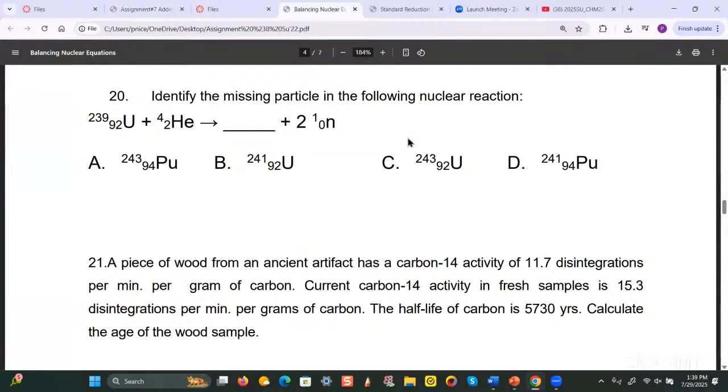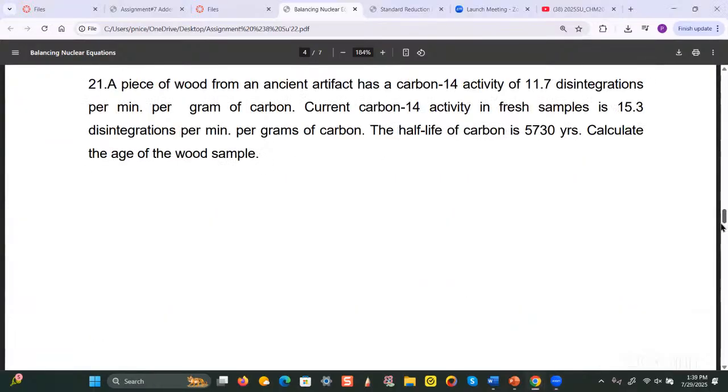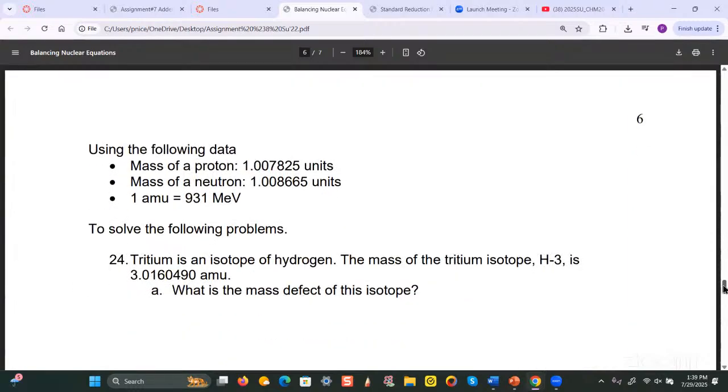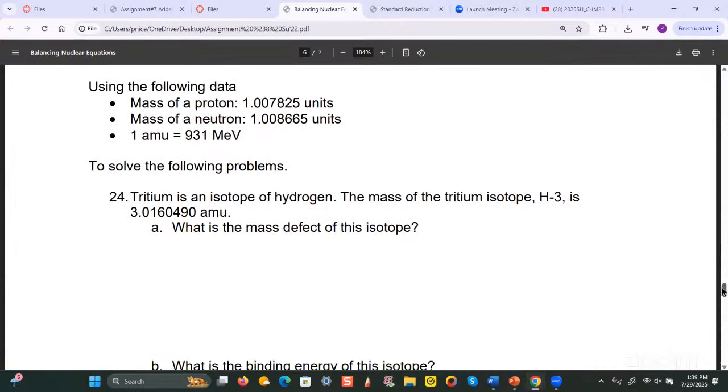Okay, again, unfortunately, the questions are not in the order as presented in the topic. So what I'm going to do is scroll down to page 6 of your assignment. They gave you, to begin with, the mass of the proton, the mass of the neutron, and the relationship between AMU and mega electron volts. Mega electron volts is another unit of energy.